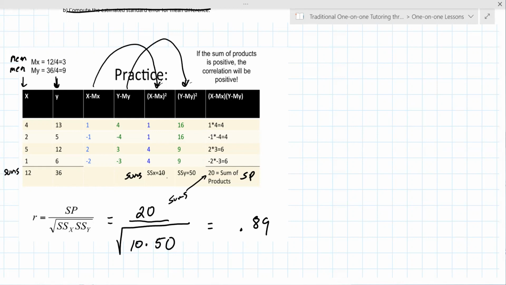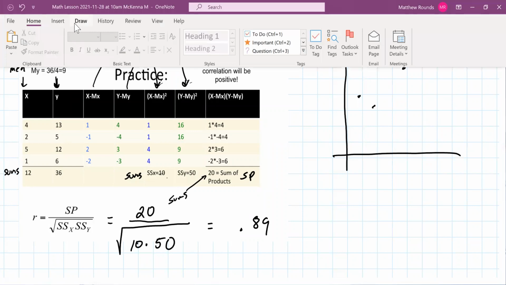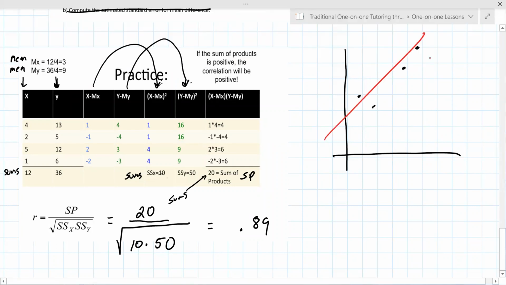Okay, so it's possible for this number to be negative up top here. But if we were to make a quick plot of this data, the XY pairs here, 4, 13, 2, 5, 5, 12, 1, 6, do you agree that a trend line, a line that goes through the data, goes up and to the right? Yeah. So that has positive slope and it has a positive correlation. Okay.